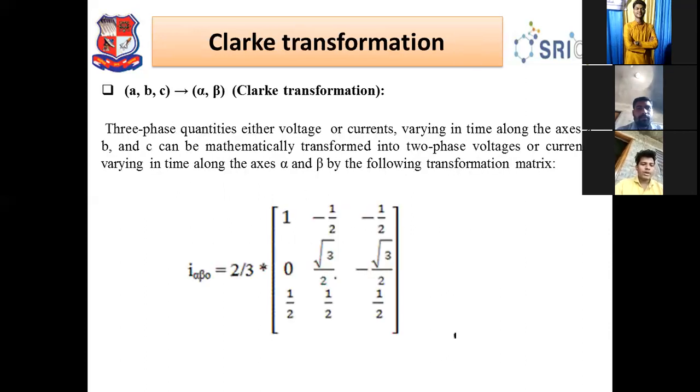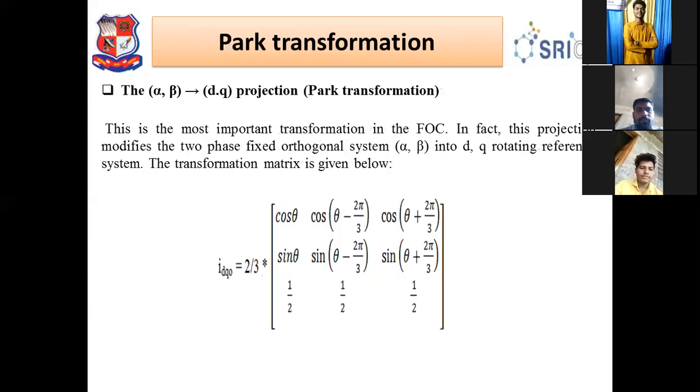In the Clarke transformation, three-phase quantity, either voltage or current, varying in time along the axes A, B, and C can be mathematically transformed into two-phase voltage or current. And this is the alpha beta 0 current equation in the matrix form.